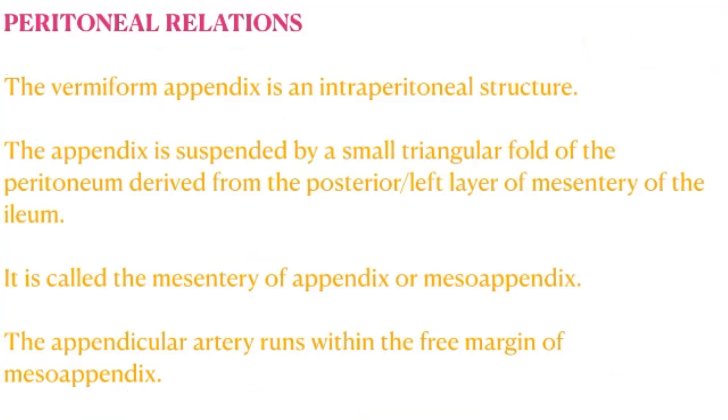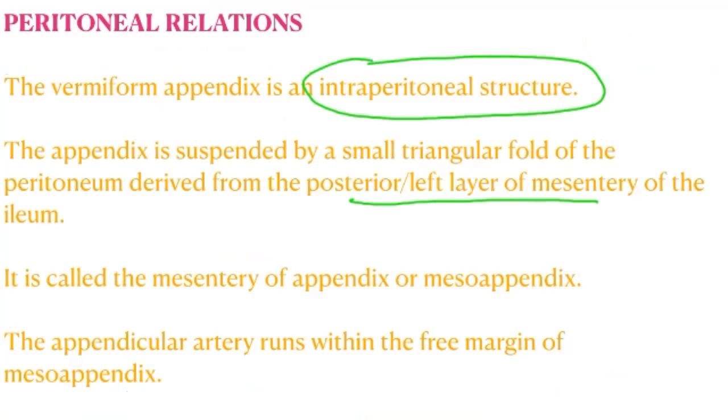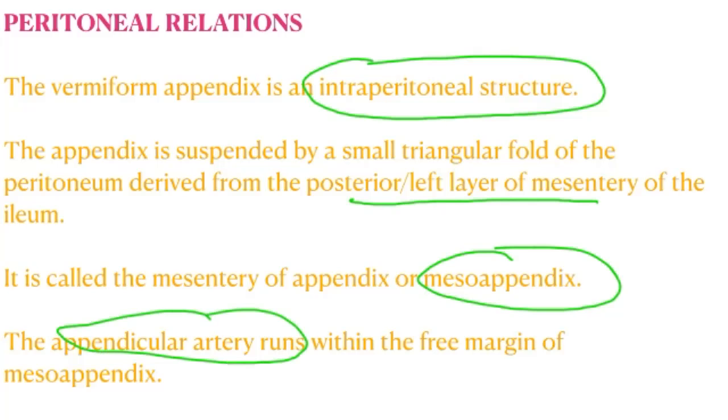Peritoneal relationship. The vermiform appendix is an intraperitoneal structure. The appendix is suspended by a small triangular fold of peritoneum derived from the posterior left layer of the mesentery, called the mesoappendix. Right? We have seen that the appendicular artery runs within the free margin of the mesoappendix.